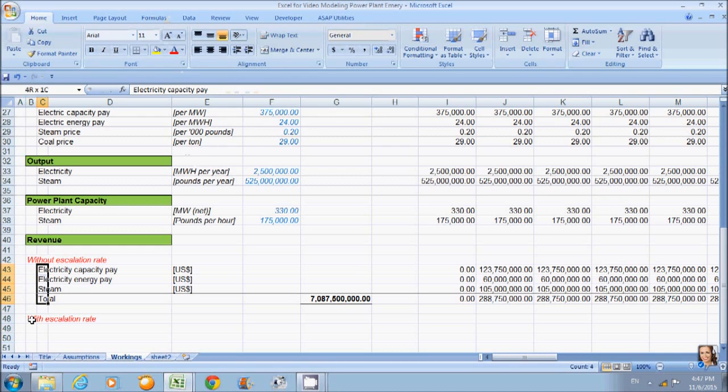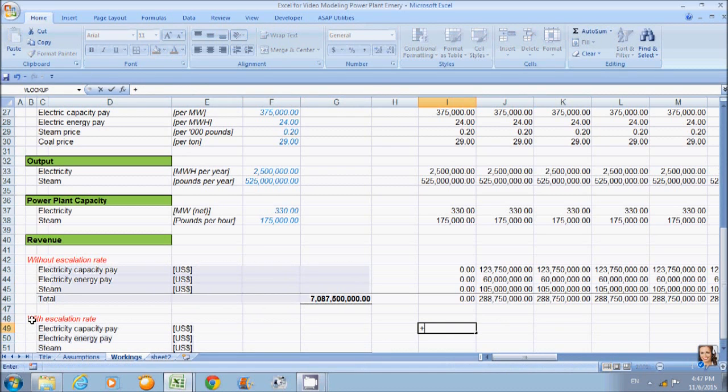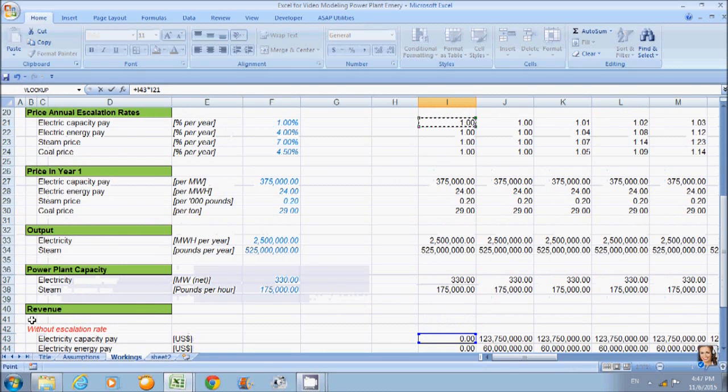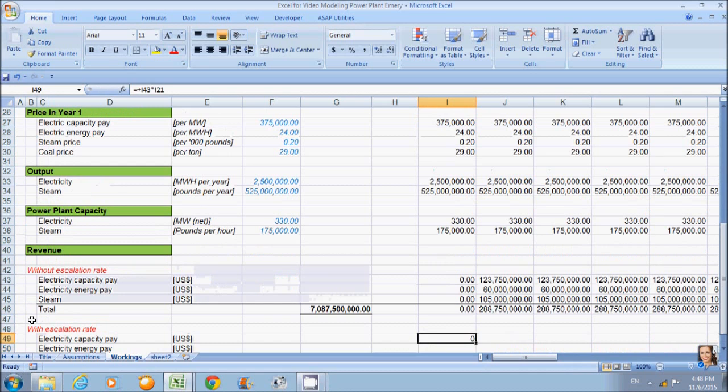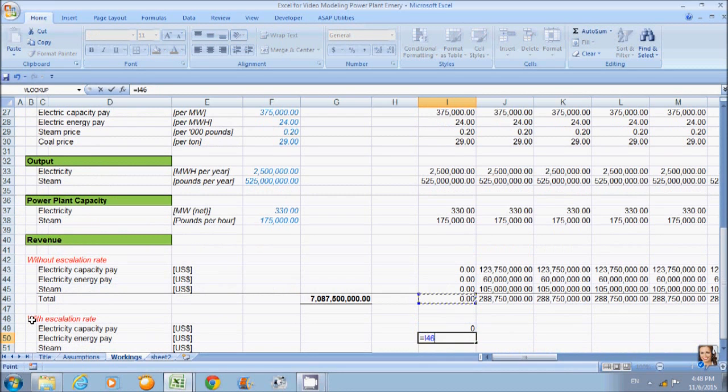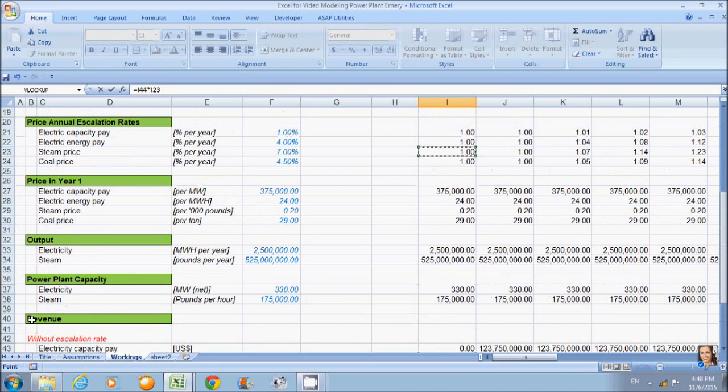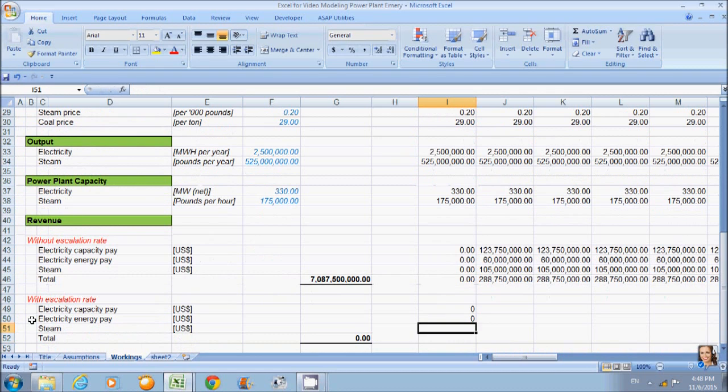So just copy the same. This time is, guess this one. Okay, and then energy pay, you just have to times energy pay, and then the steam times the steam.